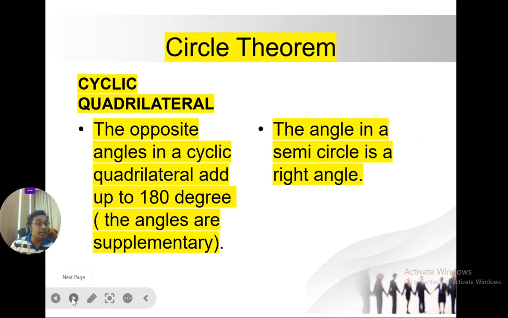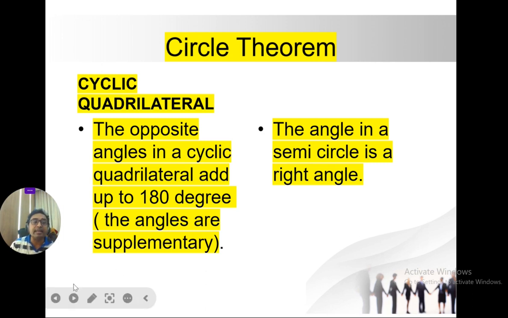Next है साइक्लिक क्वाड्रिलेटरल. साइक्लिक क्वाड्रिलेटरल में क्या था, पहले क्वाड्रिलेटरल आएगा जहां पे 4 साइड्स रहेगा एंड 4 वर्टाइसेस रहेगा. 4 vertices में if all the 4 vertices are lying on the circle, then it will be called a cyclic quadrilateral. Clear? So cyclic quadrilateral has two pairs of opposite angles. So opposite angles का जो sum होगा वो 180 डिग्री होगा, यानी सप्लीमेंट्री होगा. A plus C is equal to 180 degree, B plus D is equal to 180 degree. And angle in a semicircle is right angle.